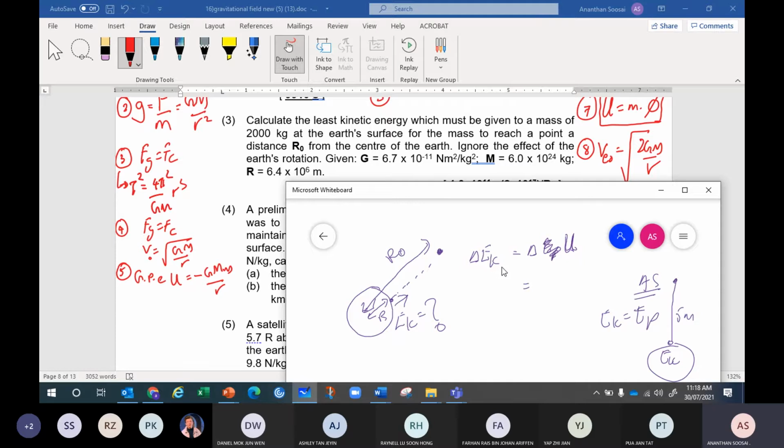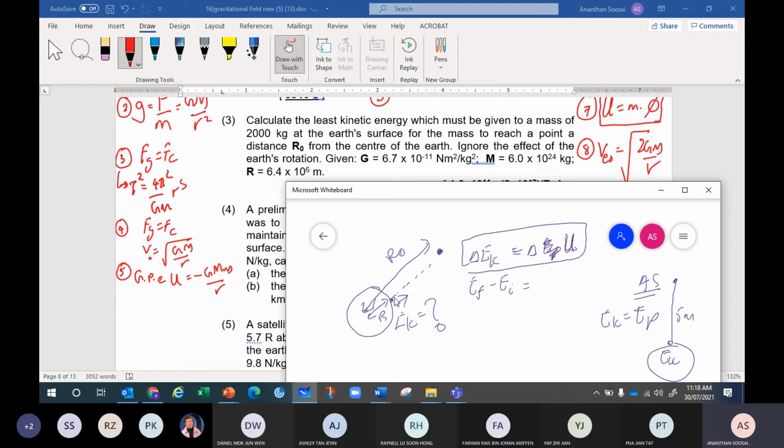So for the change in kinetic energy, normally we put final minus initial. But if you write this term, change of EK equals change of U, that means we are trying to make the change of EK and the change of U positive. The value must be positive on both sides. So what do you do? You put final EK minus initial EK, or initial EK minus final EK.